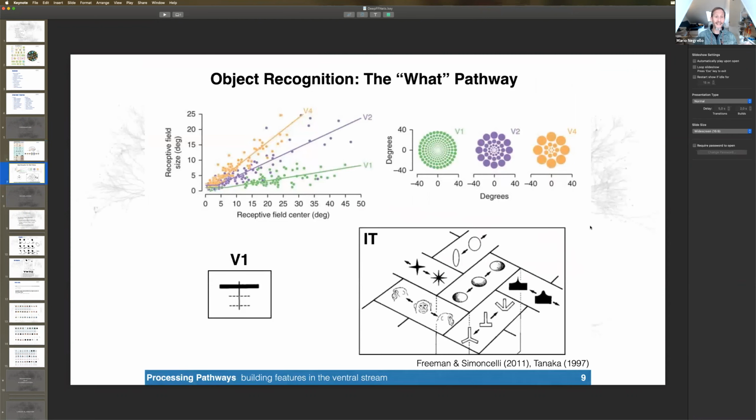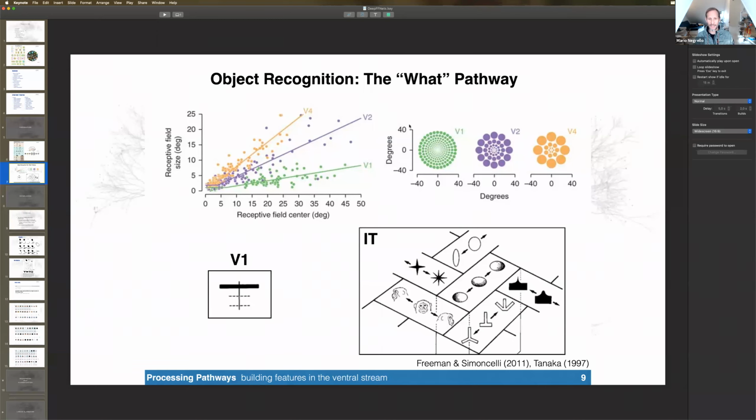There's data to this, and this is a comparison between V1, V2, and V4 with respect to the sizes of their receptive fields. And not only the size of the receptive field, but where the receptive field center is with respect to the fovea. So you can then see this procedure.